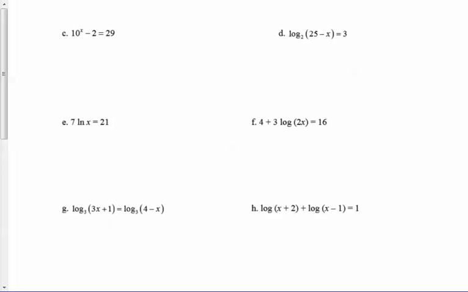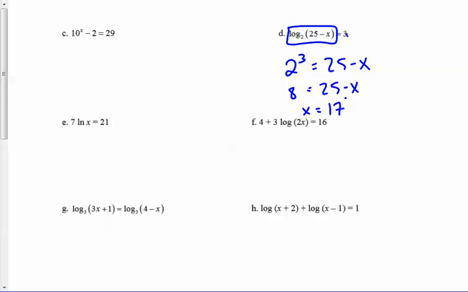We could take a look at number D. So here the log has been already isolated. There's nothing else to do to either one of these. So to solve this logarithm, I'm going to rewrite it into exponential form. So I have a base 2. The 3 becomes my exponent. So 2 to the third equals 25 minus x. Well, 2 to the third is 8. 25 minus x. So x equals 17.